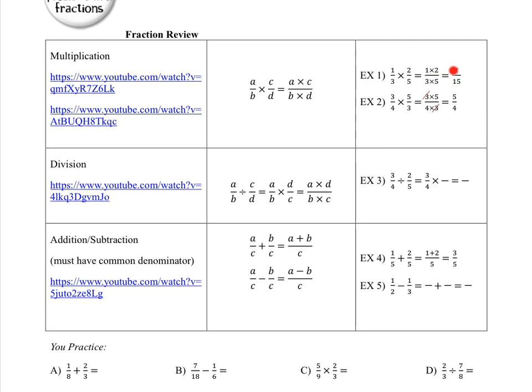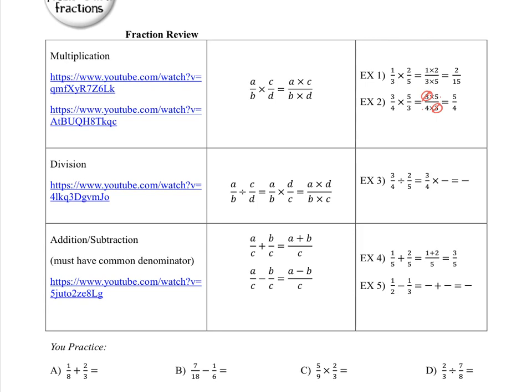And we can multiply. 1 times 2 is 2, 3 times 5 is 15. That does not reduce, so we're good to go. The second example down here. We have 3/4 times 5/3. If we multiply 3 times 5 in the numerator and 4 times 3 in the denominator, you can see that the numerator and denominator both have a factor of 3. And since they have the same factor, we can reduce them. And so that's what those red slashes are there going through it, leaving us with just a 5 in the numerator and a 4 in the denominator, 5/4.